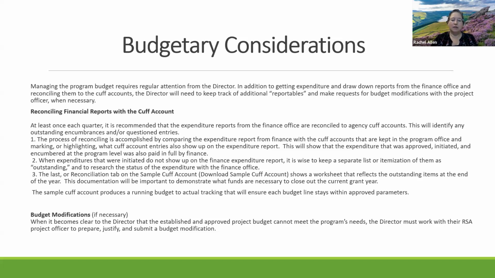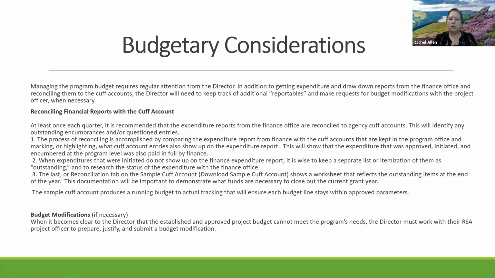Any outstanding encumbrances or questioned entries, allow for those to be addressed in a timely manner. The process of reconciling is accomplished by comparing the expenditure report from finance with the CUF accounts that are kept in the program office, and marking or highlighting what CUF account entries also show up on the expenditure report. So just going along and making sure everything lines up. Maybe they're not in the exact order, but making sure that they correspond with each other and that they have the same information for those expenditures on their report as well as your CUF account.